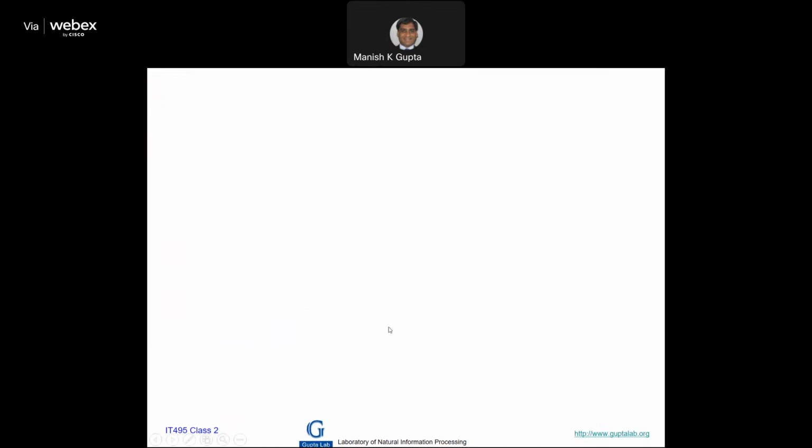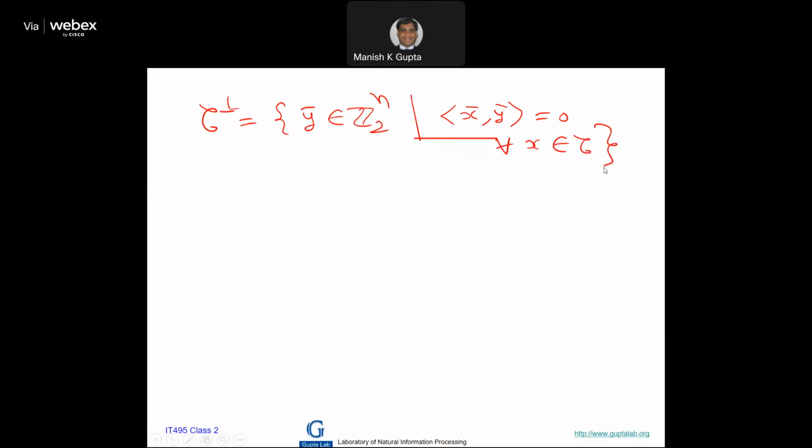let us take. So we define what is known as the dual space. It is all those vectors y in, I'm just taking the binary space here, such that the inner product of x comma y is equal to 0 for all x in C. For a given space C, I can define its dual space, which is all those vectors in the whole space which have inner product 0, which are orthogonal to all the vectors in C. So in order to understand this, let us take an example. Suppose C is 0, 0, 0 and 1, 1, 1, right?